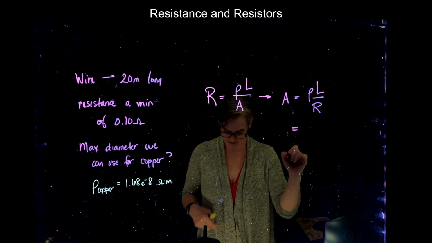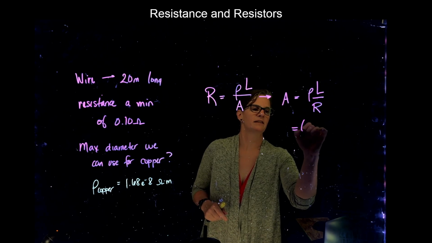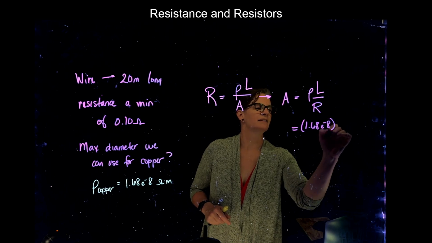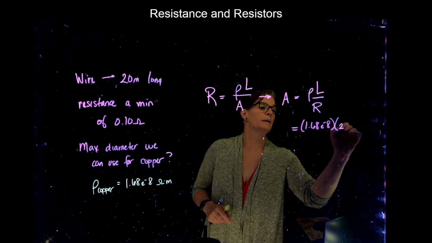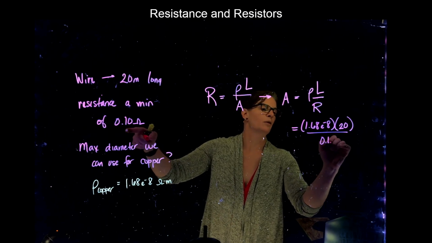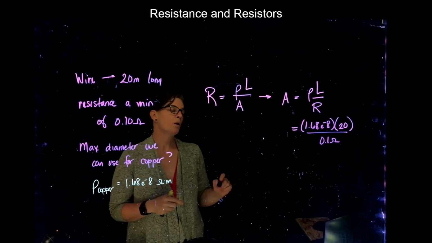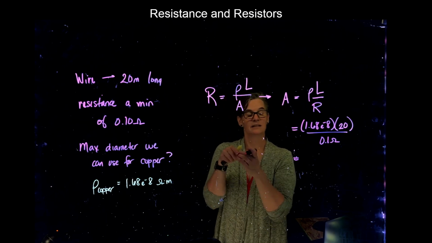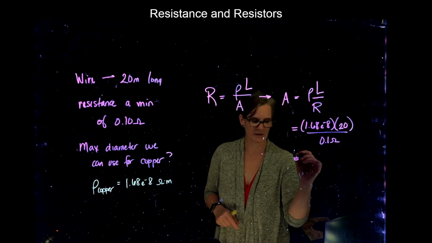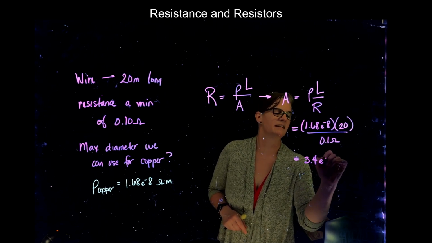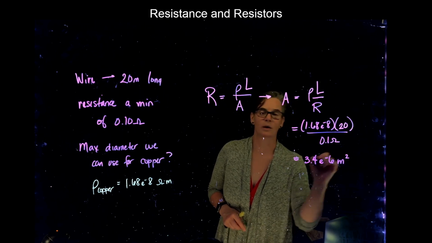So when we plug that in, we find our resistivity of 1.68 times 10 to the minus 8th times the length of 20 meters, all over the resistance that we can't go above, of 0.1 ohms. And we find that the area of that cylindrical wire needs to be no more than 3.4 times 10 to the minus 6 square meters.